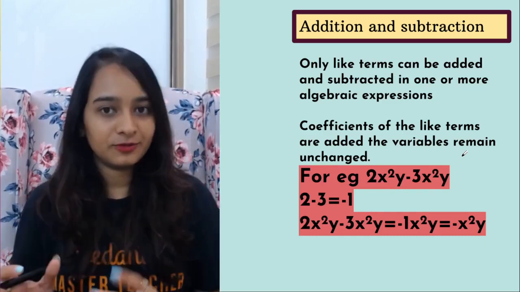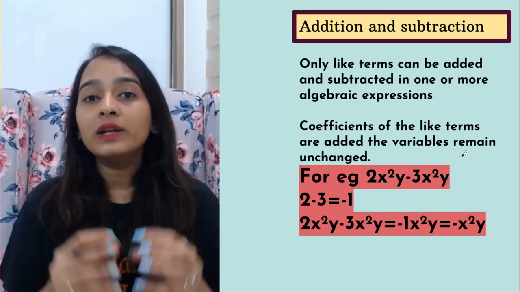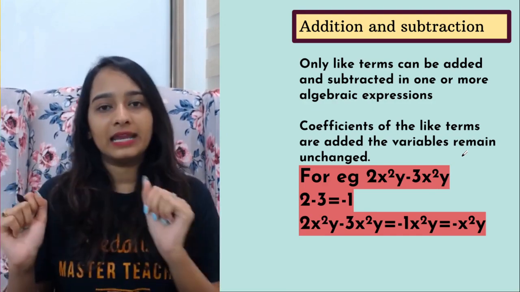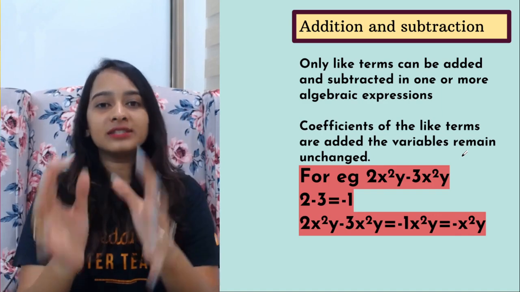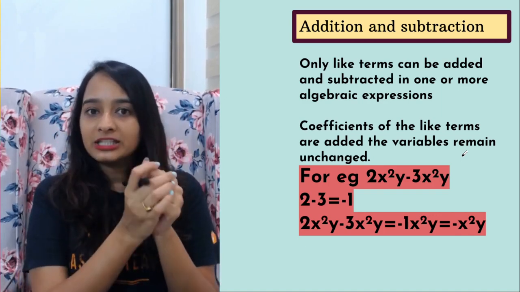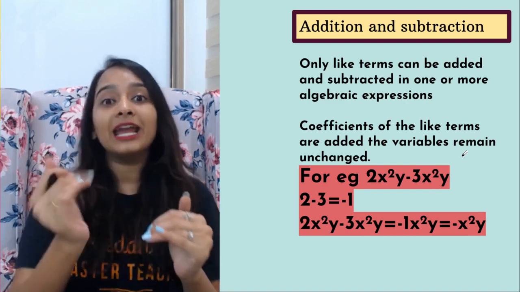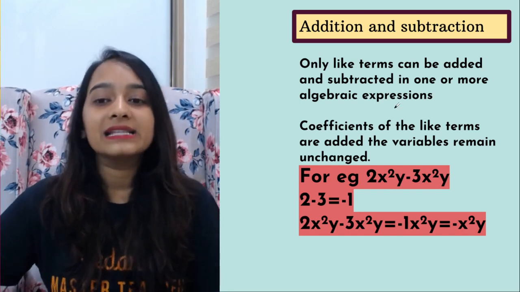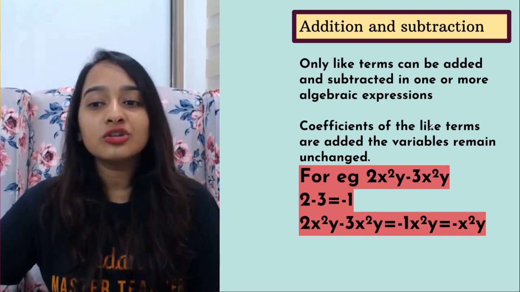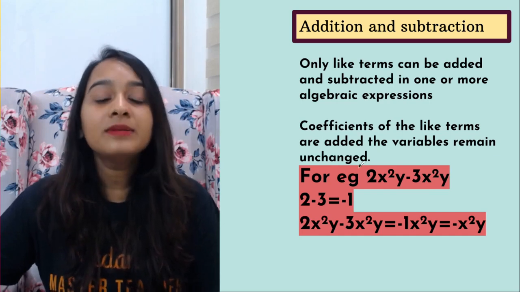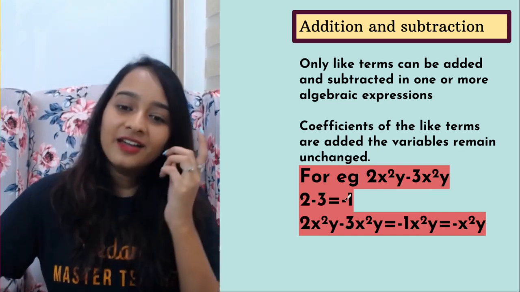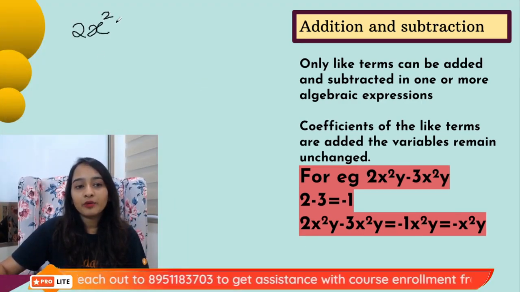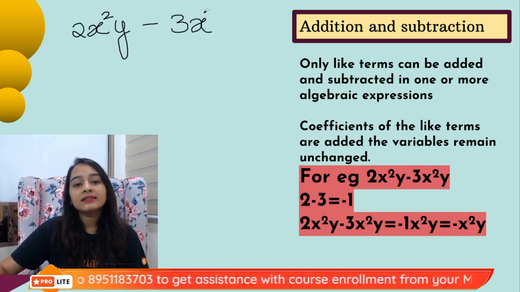Okay? Now moving forward with addition and subtraction. For addition or subtraction, the first rule is you can only add like terms together. You cannot add your unlike terms or subtract your unlike terms. So if I give you an expression to add or subtract, you first write all the like terms together, one above the other, and then do your operation. Only like terms can be added or subtracted in one or more algebraic expressions. Coefficients of the like terms are added. The variables remain unchanged. Here you have 2x square y minus 3x square y.